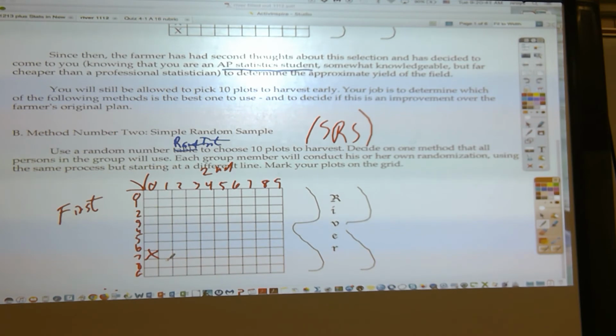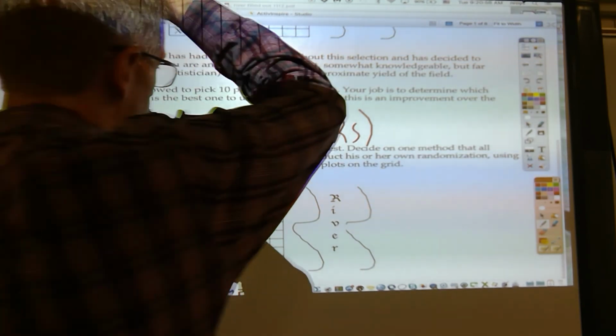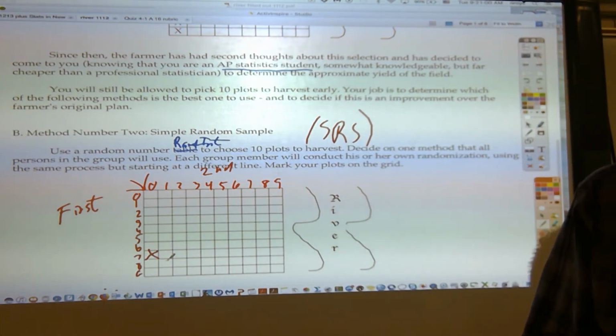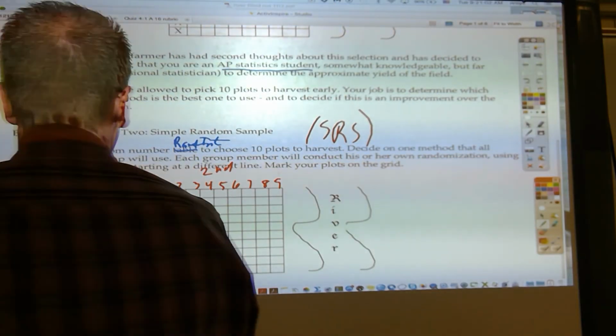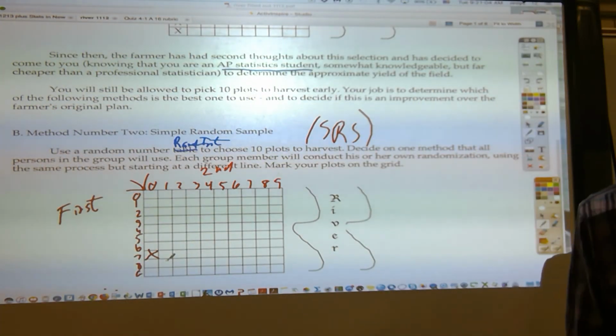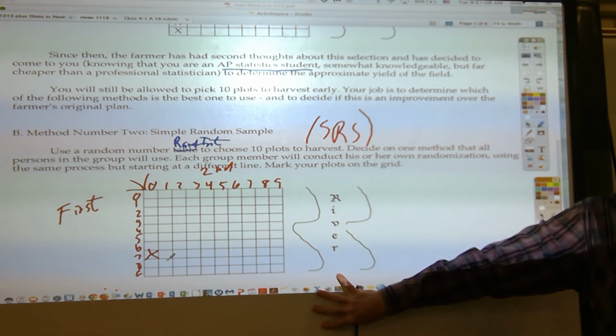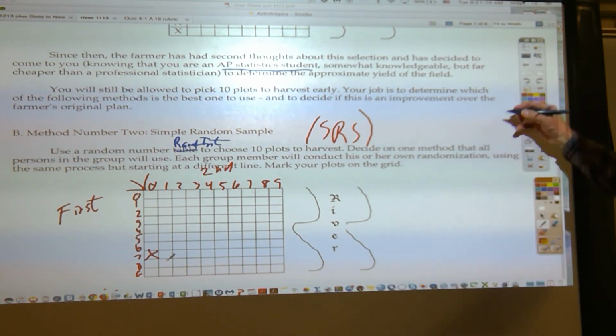Raise your hand if you need help getting started on the process of selecting 10. This is an SRS, 10 randomly selected. All right, now, each group member will conduct, so yeah, you're each doing your own randomization. You've selected 10 plots at random. Raise your hand if you need more time to place your 10 X's in the cornfield. Okay, so that went pretty well.